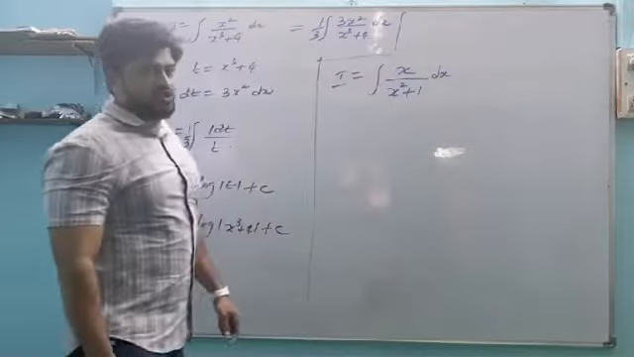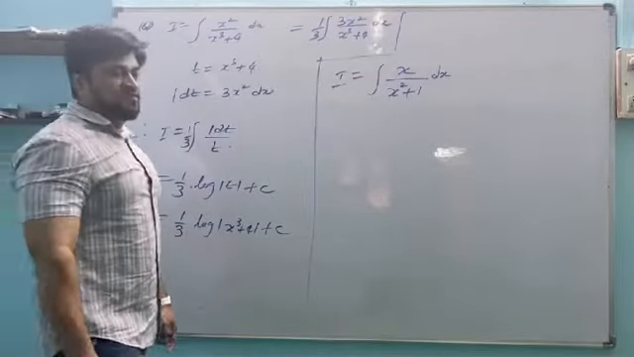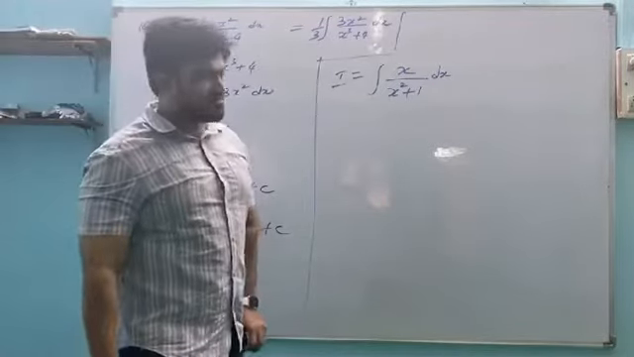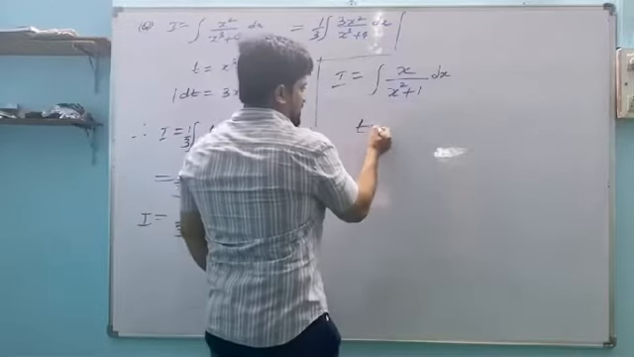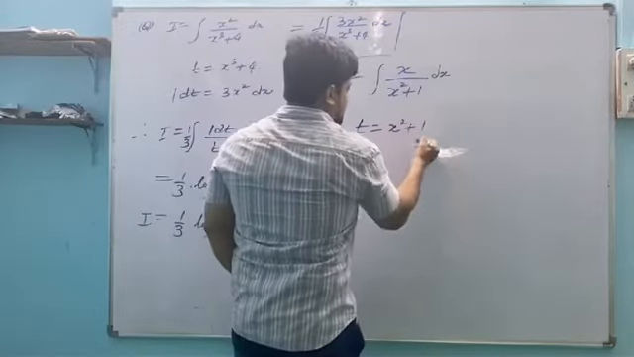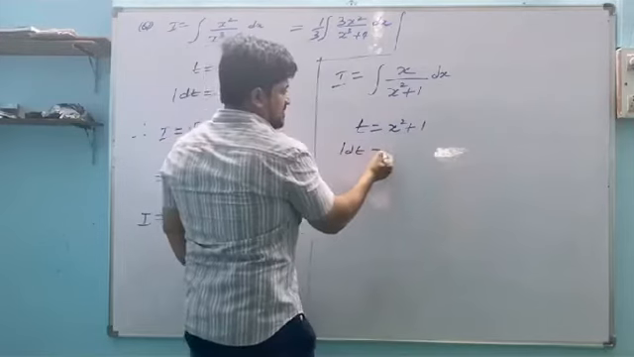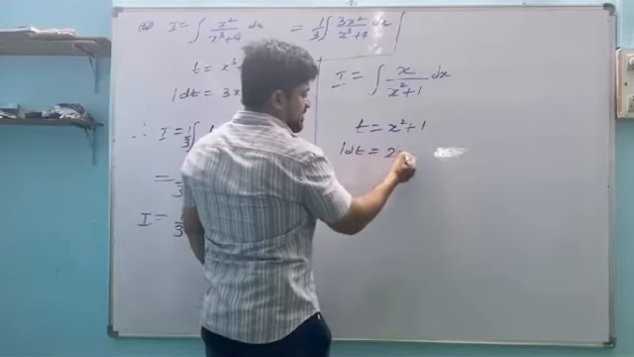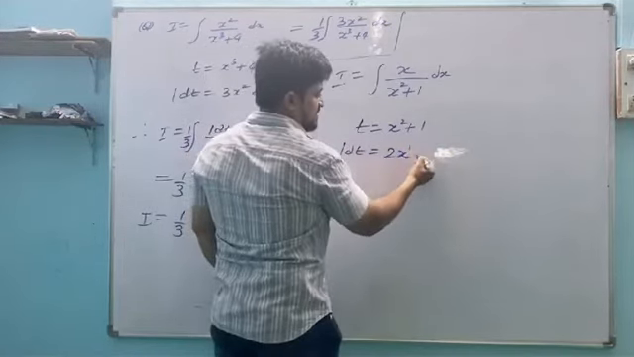Such type of question, if you find, what we will do? x by x square plus 1. t will be the denominator. Differentiating: 1. x square derivative is n into x power n minus 1. This is 0 dx.